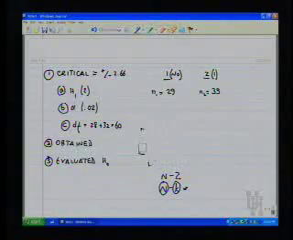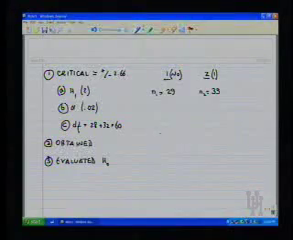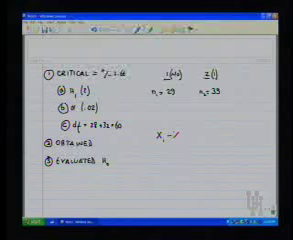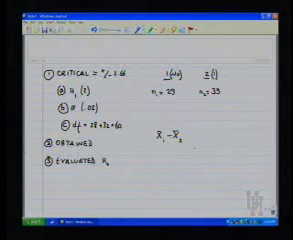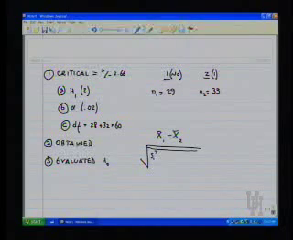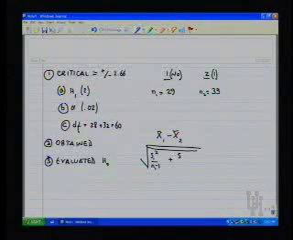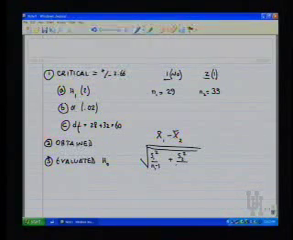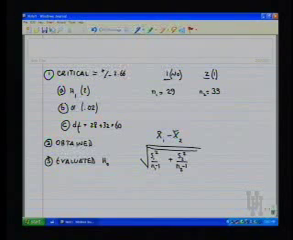We now need to decide on, or compute, the obtained value of t. And we do that by invoking the same formula that we use to compute z. That is, x bar 1 minus x bar 2, divided by the square root of s1 squared divided by n1 minus 1, plus s2 squared divided by n2 minus 1.